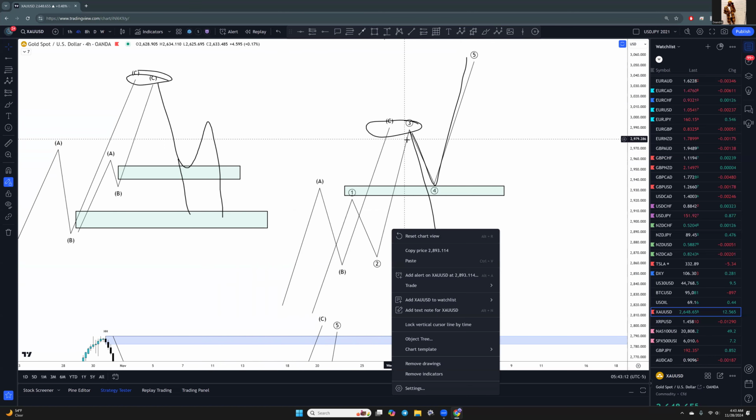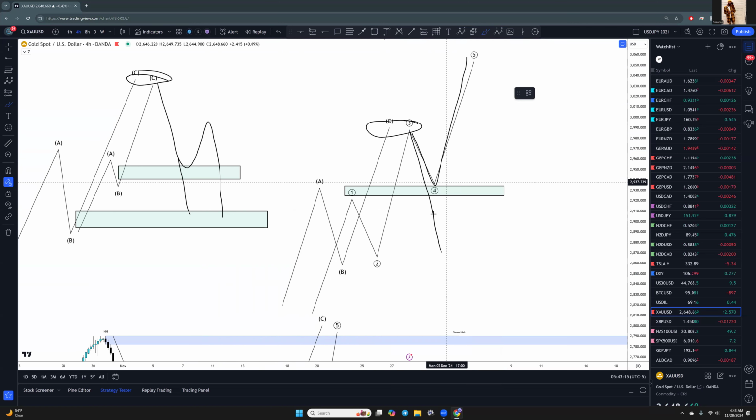But these are going to be a 3 of C, and you generally only target to this level because you don't know if it's going to extend further down or go back up. So your safe target for these is going to be in this range.